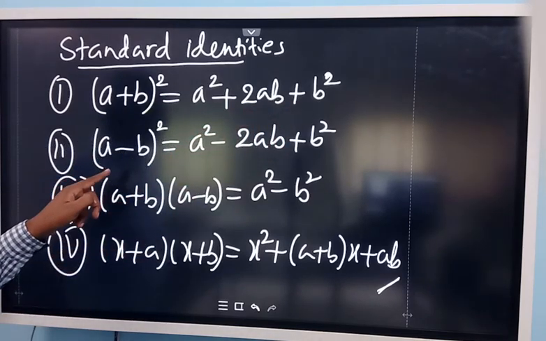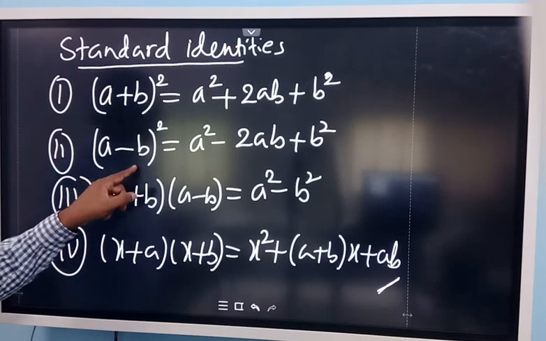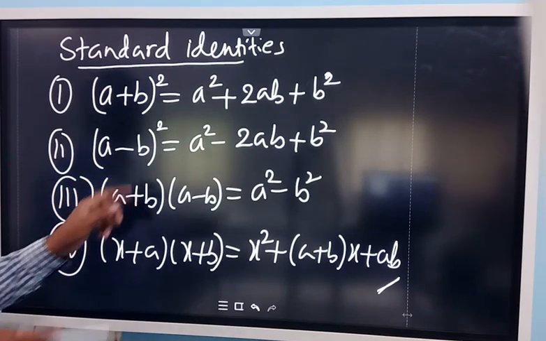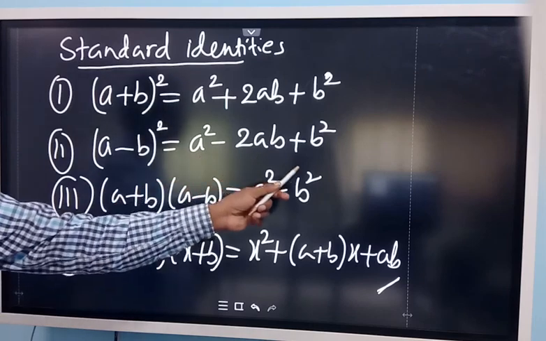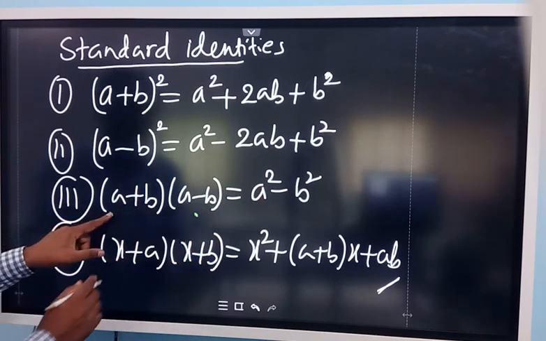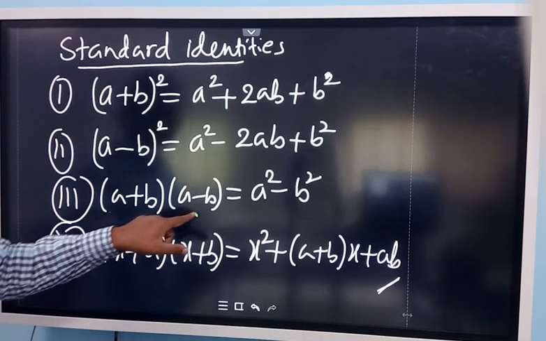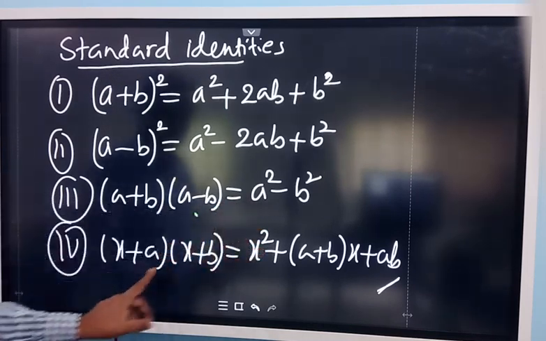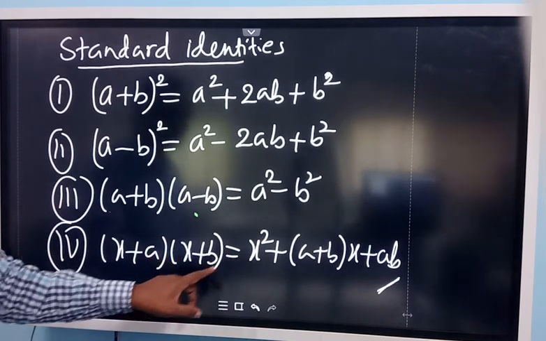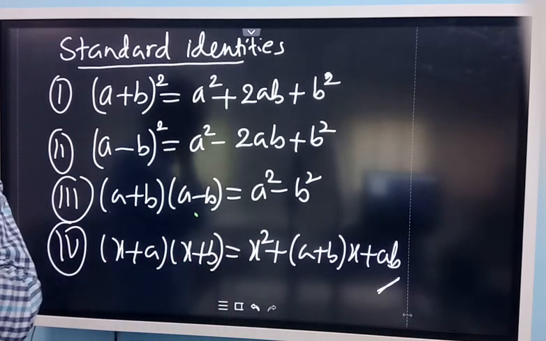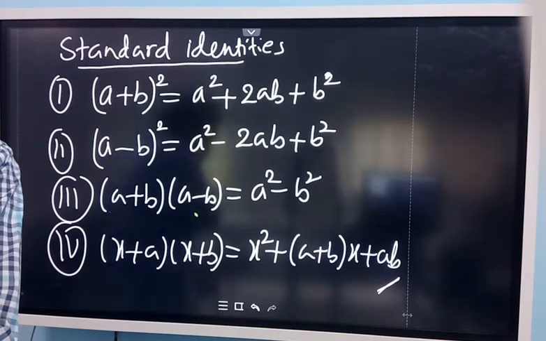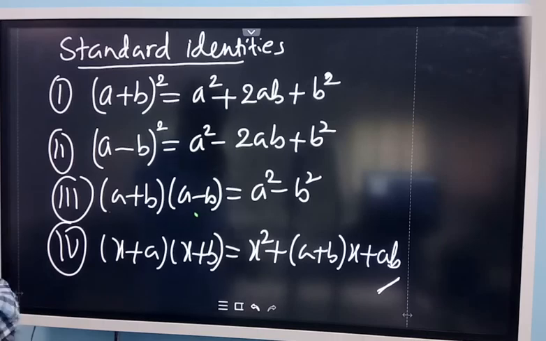Second one, it is (a − b)². (a − b)² means (a − b) into (a − b). It is equal to a² − 2ab + b². And the third one is another binomial by binomial, (a + b) and (a − b). So it is equal to a² − b². And the fourth one also is a binomial by binomial, (x + a)(x + b) is equal to x² + (a + b)x + ab. Let us verify how you are going to get them one by one.